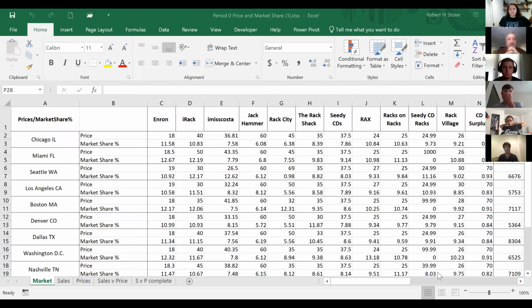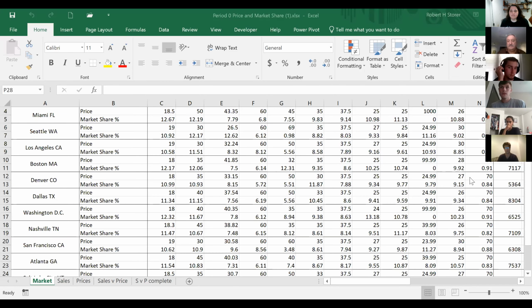So I said probably the most touchy and most important decision you make each week are your prices, right? So I posted this on course site, and this is just one example from the first period of the game from a past year. So it shows prices and it shows market share. This is to give you some idea.